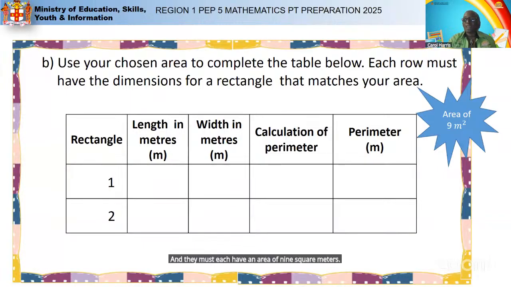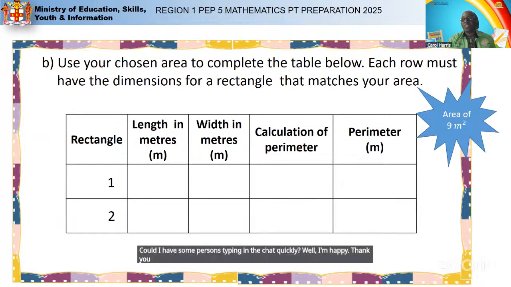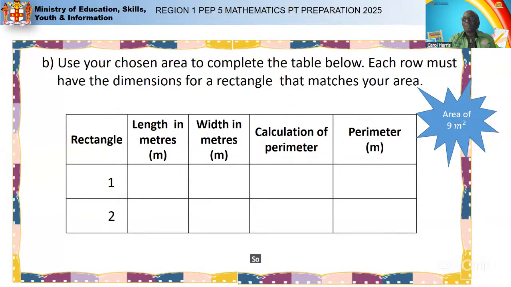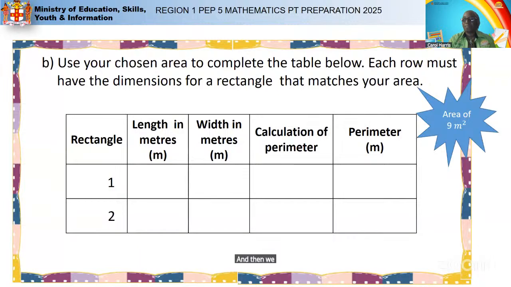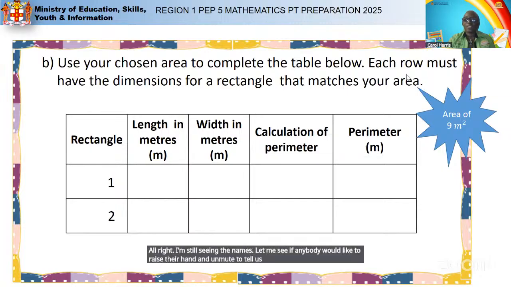Could I have some persons typing in the chat quickly? Thank you for your feedback, teachers, on the number of students present in the school. Those who have already typed, could you quickly type in the chat what could be a possible length and width if the area chosen is 9 square meters? Let me see a couple of responses quickly in the chat, and then we move forward. I'm still seeing the names. Would anybody like to raise their hand and unmute to tell us what they would say is possible?